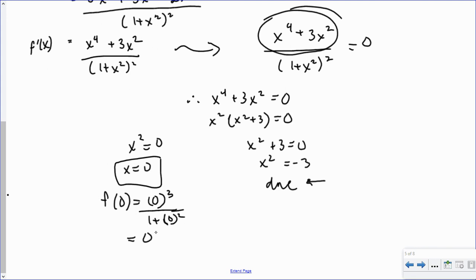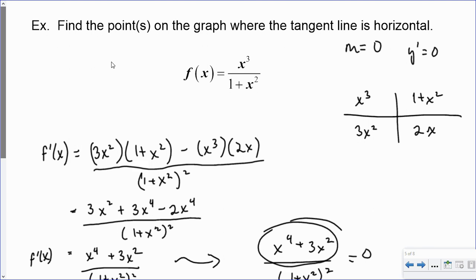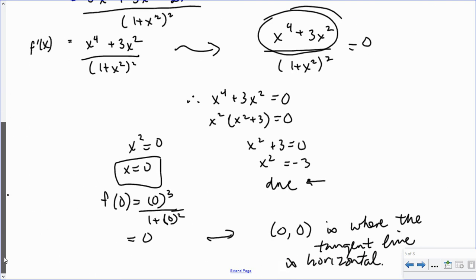Okay, so it looks like it's 0 at the origin, which is where the tangent line is horizontal. Okay, there's what we've got. Good application question of the quotient rule here. So take the derivative using the quotient rule, set it equal to 0, and solve for x.